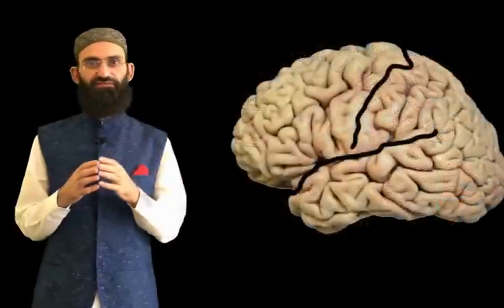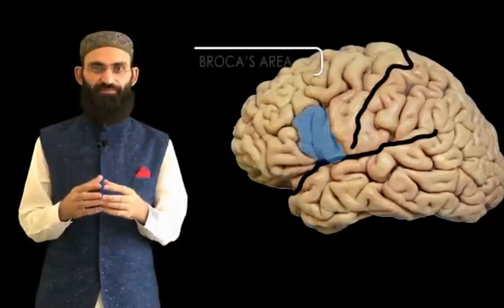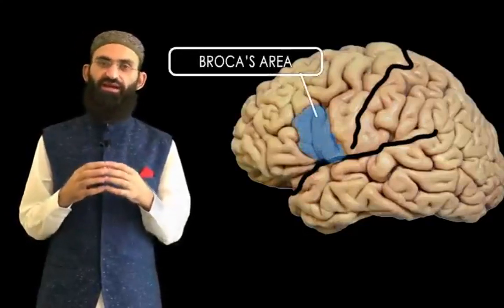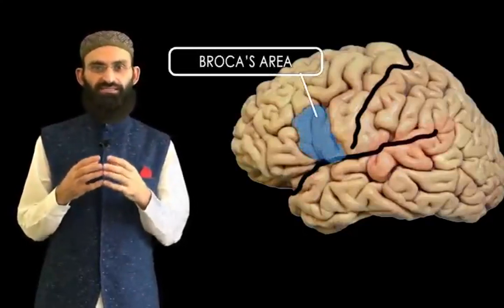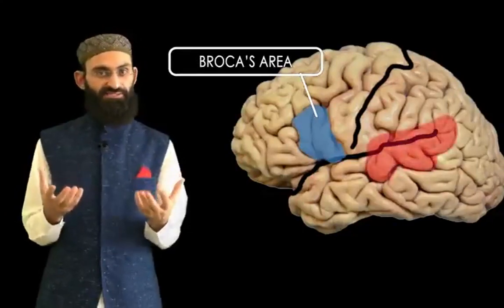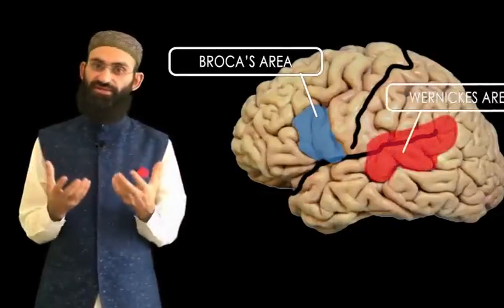On the lateral surface of the dominant frontal lobe, which is the left frontal lobe in most of the individuals, there is an area called Broca's area or motor speech area. Another area at the junction of parietal and temporal lobes is concerned with the analysis of sensory input related to speech, and this is called Wernicke's area.